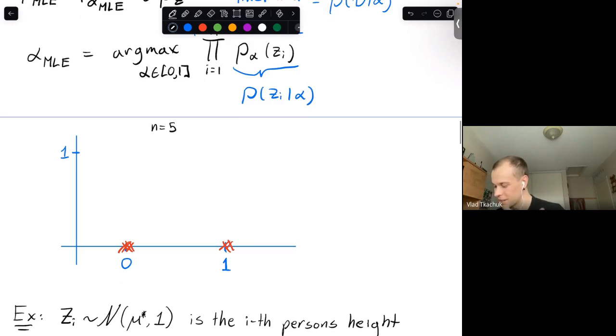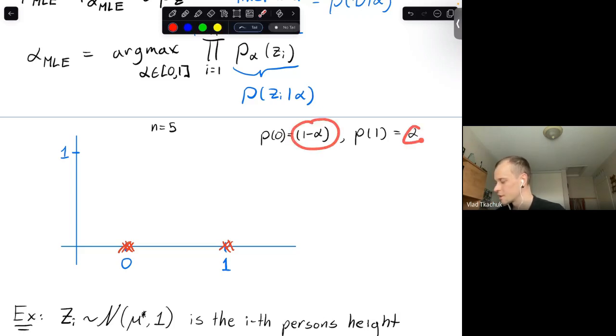Well, you probably think, okay. First of all, what we do know is that alpha is actually the PMF. The PMF at 0 is 1 minus alpha, and then the PMF at 1 is alpha. So we know that these two added together are actually 1. Also for PMFs, this is exactly the same as the probability of getting 0.